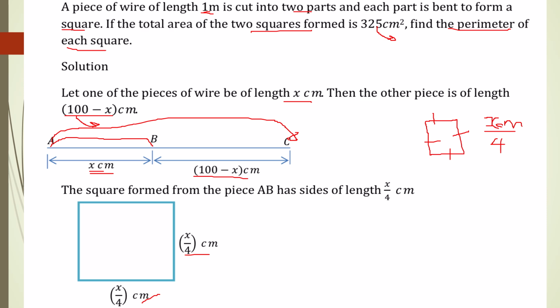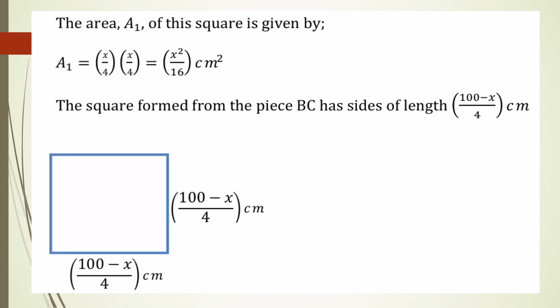Now let's look at also the other square. Now remember that they gave us the total area of the two squares. So if I'm to get the area of the first square, it's going to be side times side, which is the same as x over 4 times x over 4. And that means that the area of the first square is going to be equal to x squared divided by 16 centimeters squared, so don't forget the units.